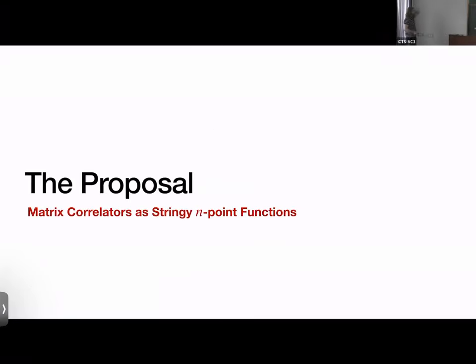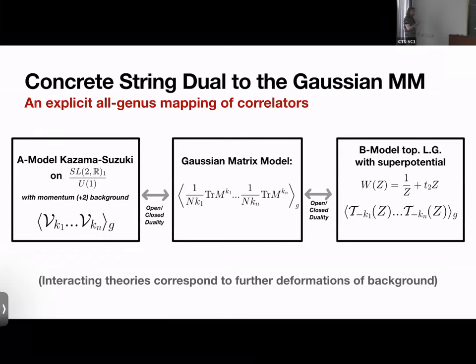Okay, so let's start with this proposal. All three things equal here, as you were asking, okay? So this is a very concrete duality. So we'll start with the Gaussian matrix model, but I just want to emphasize that this is not just true for free theories, okay? It also works for interacting theories, so with some potential. And this is an equality of correlators to all orders in 1/N, okay? This is not just some semi-classical statement. This is a full quantum duality, if you want.